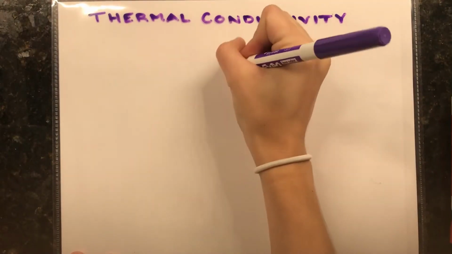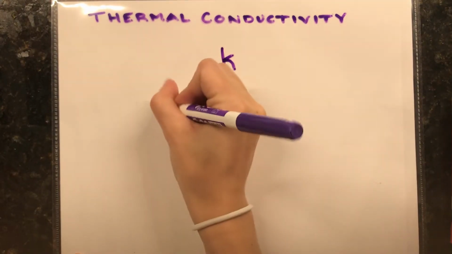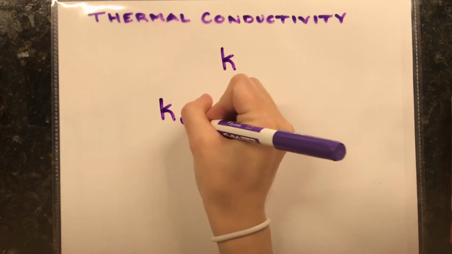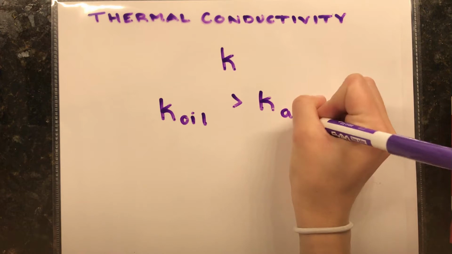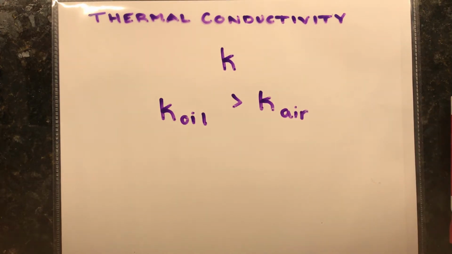What the heck is thermal conductivity? Well, for that, we'll cut to our resident chemical engineer. Thermal conductivity is a measure of how well a material conducts heat. The oil conducts heat to the chicken much better than the air. We denote thermal conductivity with a K, and we use it in many of our equations.